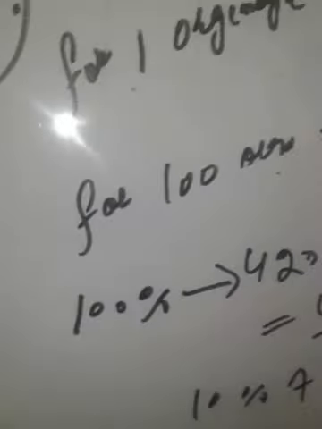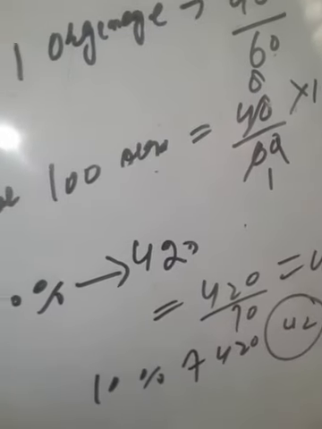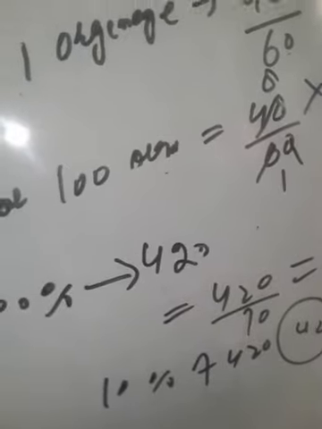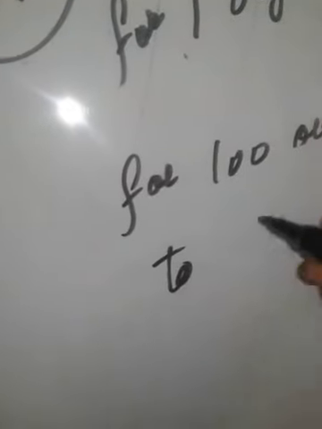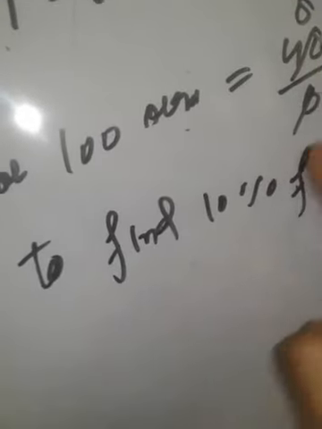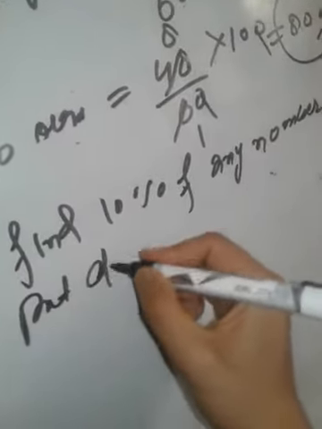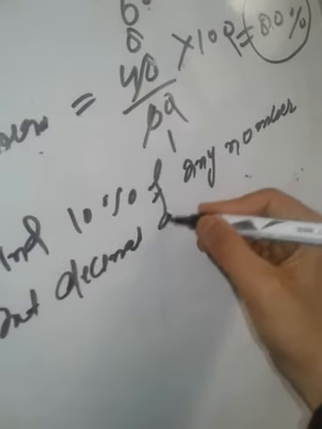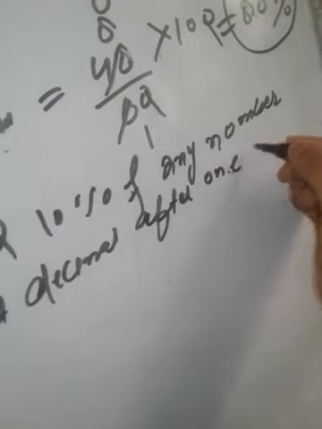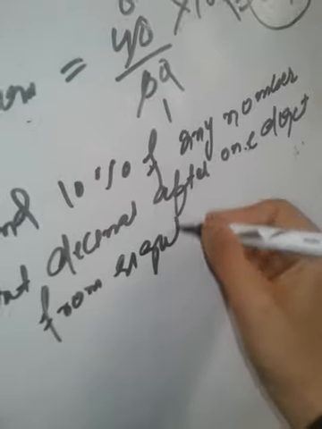I will write it down. Before that, I have a lack of space here. I will show you some more examples and some more concepts. Before that, pause the video to note it down. To remember this concept, to find 10% of any number, this is a very important concept, what you have to do is put the decimal after one digit from the right.